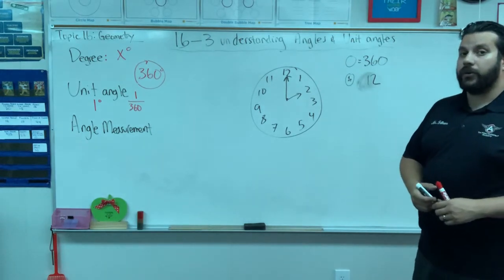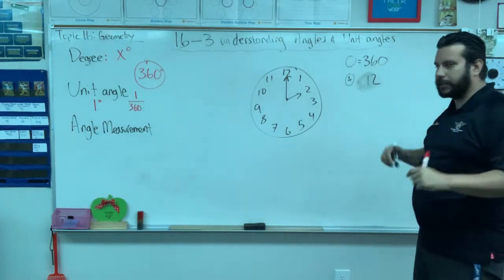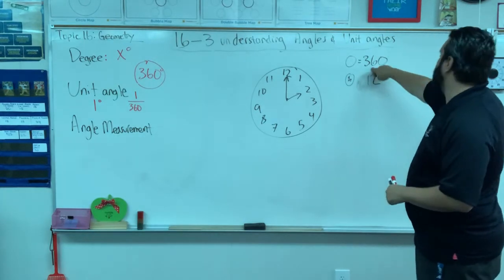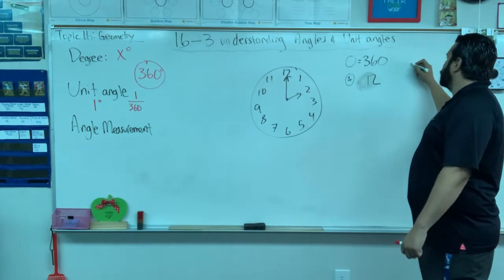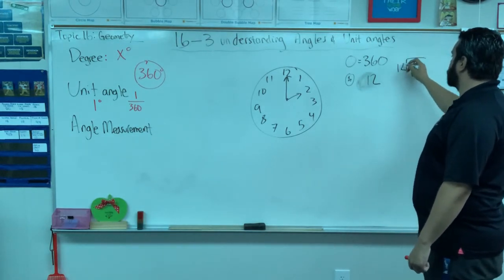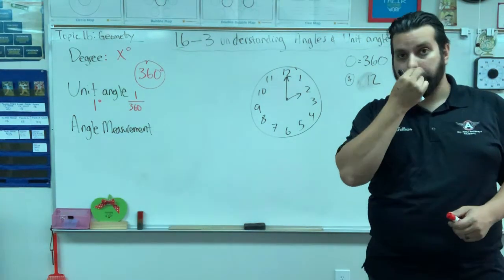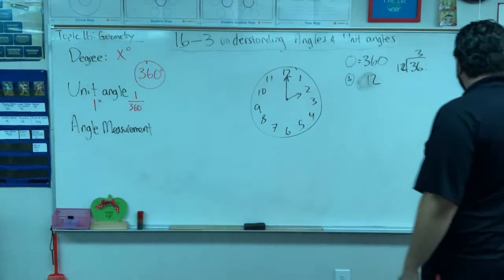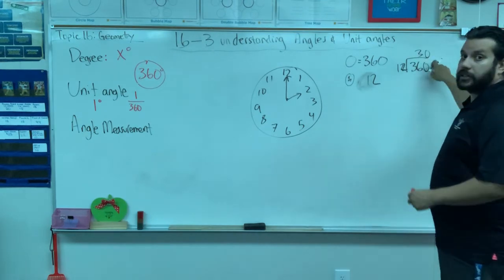Is your number sense tingling? It should be. You should be looking at this and saying, well, I don't know 360, maybe, but I do know 36. 36 divided by 12 is 3, right? 12 plus 12 plus 12. So that means if it's 360, it's 30.